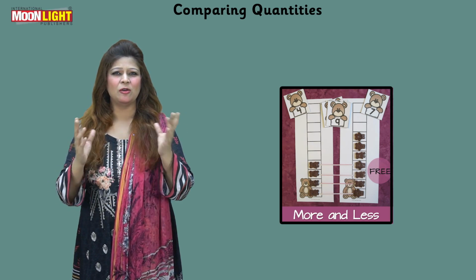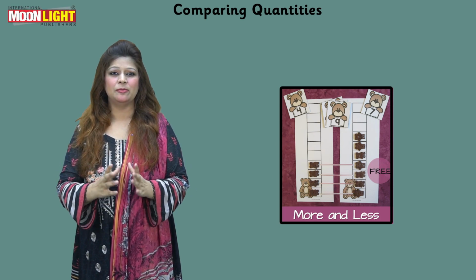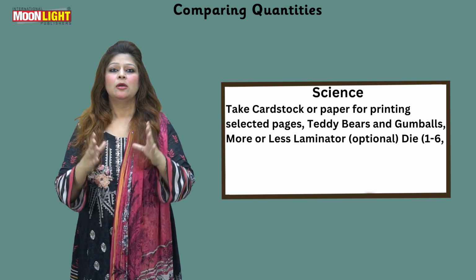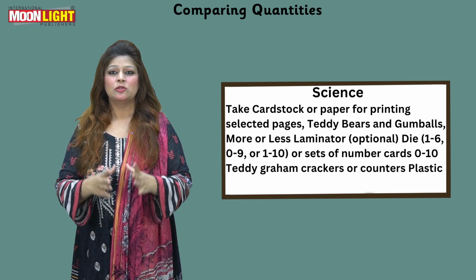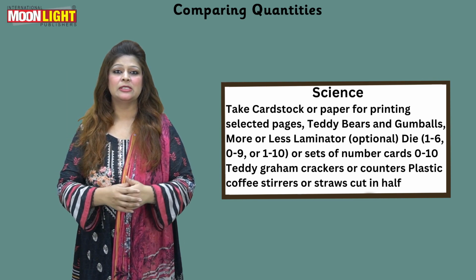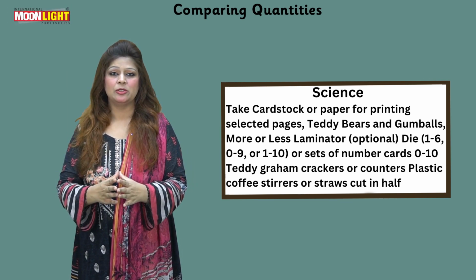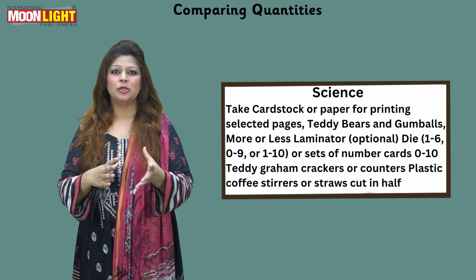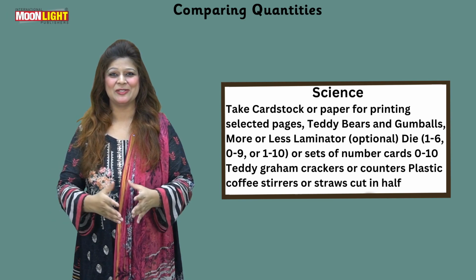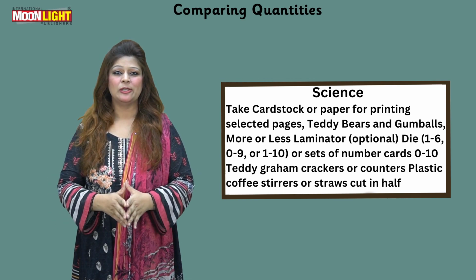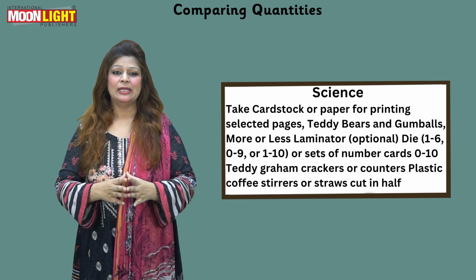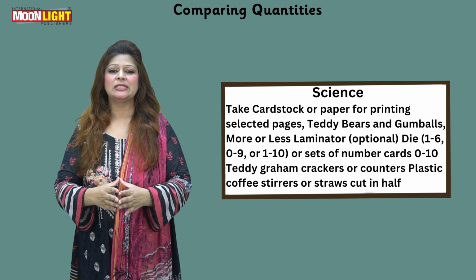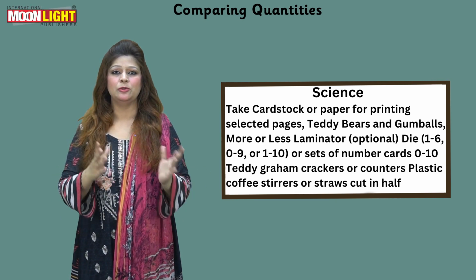This is very interesting, and I'm going to give you an idea of how to make it. First of all, you are going to take card stock or paper for printing the selected page. Teddy bear and gumballs, more or less. Lamination is optional, but you are going to do lamination because you can use it for your other sessions as well. And you are going to use a die, from 1 to 6, 0 to 9, or 1 to 10, or you can just take a set of number cards from 0 to 10.